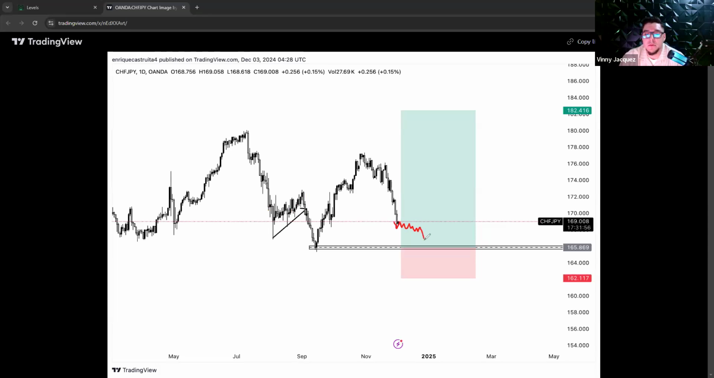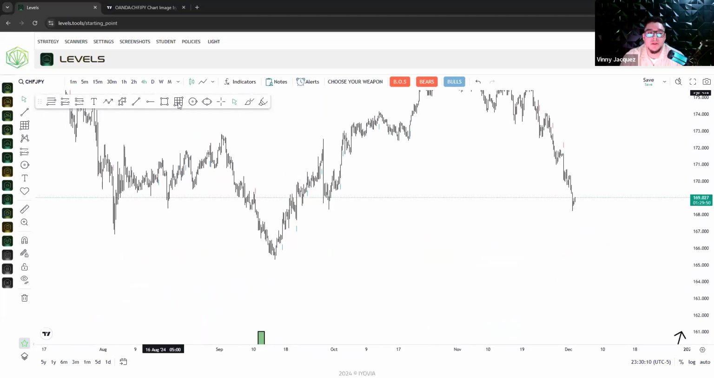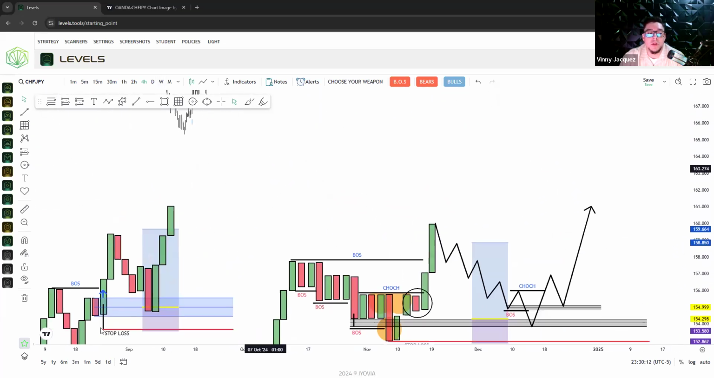What if it does this? Boom, drop, and then we get this right here. Oh yeah, let's go ahead and run that. Let's go ahead and take a look at this. Was that CAD/CHF? Oh, we're on the same chart. Bet. Let's go ahead, we'll clean this off.